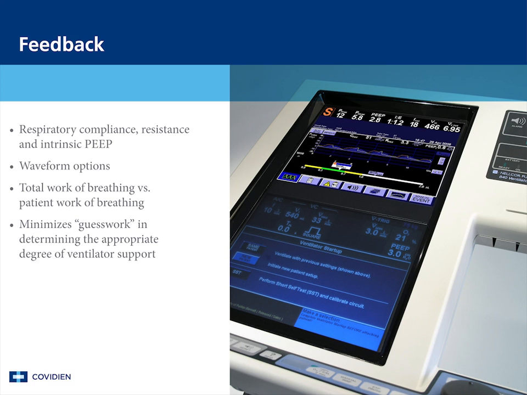Another source of feedback unique to the PAV Plus software is the work of breathing bar, which displays both total work of breathing and patient work of breathing. In conjunction with other clinical assessments, you can easily see the impact of the percent support setting by looking at the patient's work of breathing indicator on the breathing bar. The green zone represents a normal range for work of breathing. Coupled with a good clinical assessment, the work of breathing bar can help take the guesswork out of determining the appropriate level of ventilator support.